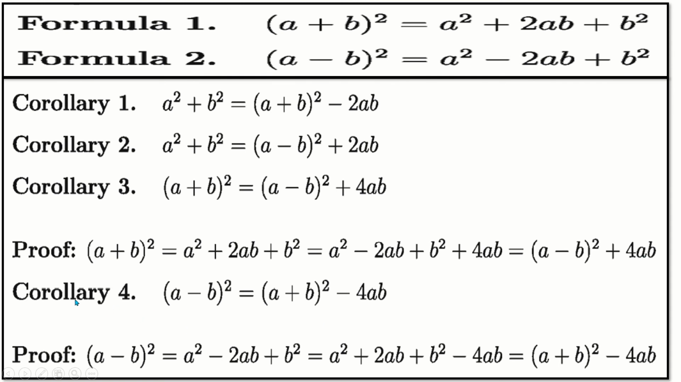Corollary number 4: (a minus b) whole square equals (a plus b) whole square minus 4ab. We know (a minus b) whole square equals a square minus 2ab plus b square. For making (a plus b) whole square, we have to take plus 2ab here. As plus 2ab is absent here, we have to take minus 2ab. And this minus 2ab and this minus 2ab will get minus 4ab. And this makes (a plus b) whole square minus 4ab. Okay.